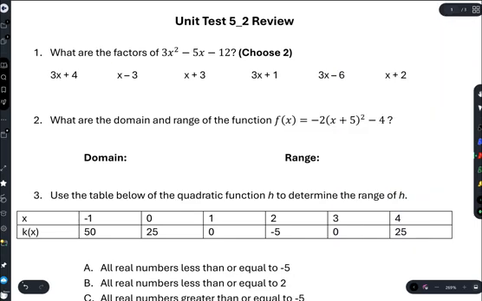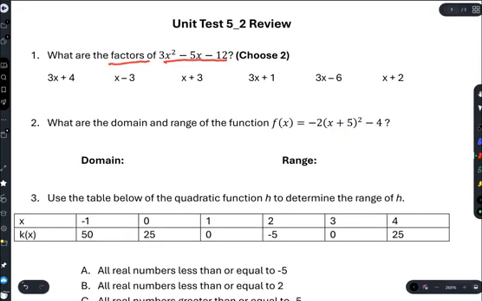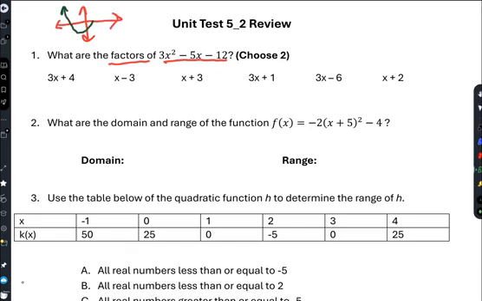On number one, we want the factors of this parabola or this quadratic. And remember, when you do this, your parabola, I'm going to draw a parabola here. Your parabola does something like this. The factors are going to be the lines that go through the zeros. So what we're going to do is graph this and find the ones that go through the zeros.